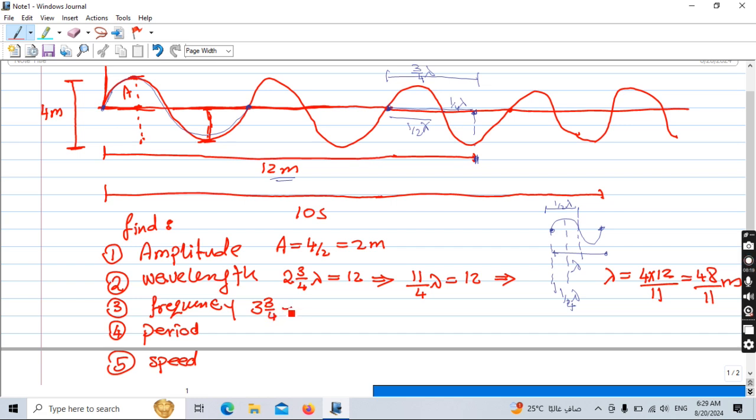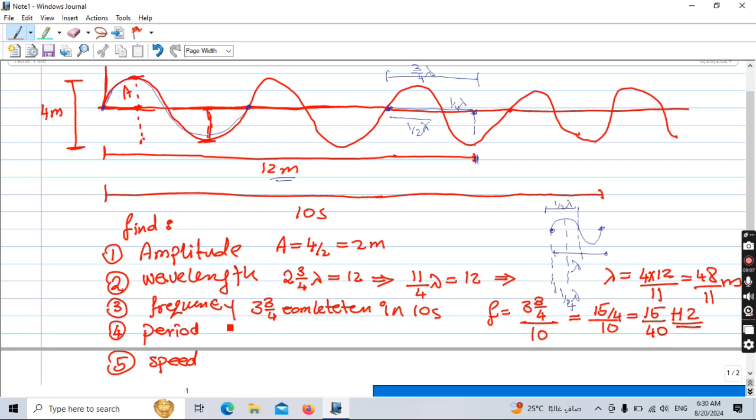This is being completed in 10 seconds. Now the frequency is defined to be the number of full oscillations, which is this number, 3 and 3/4 of the wave, divided by 10. 3 and 3/4 is equivalent to 12 plus 3, this is 15/4 divided by 10, this is equivalent to 15/40, and the frequency is measured in hertz, or second minus 1. So this is the answer for the frequency.